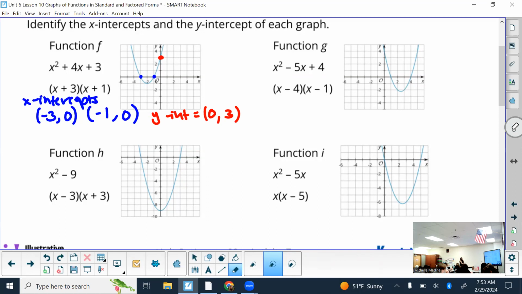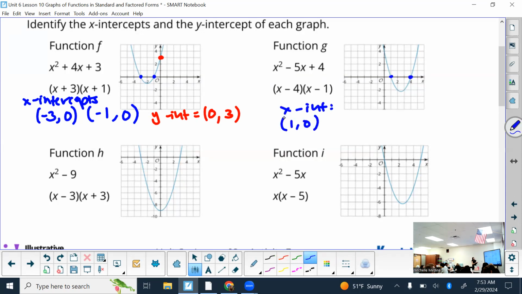Table 3, what about function g? What are my x-intercepts? 1 and 4. I'm writing them in coordinate form. Table 4, what about my y-intercepts for function g? 4. Okay, questions on that?